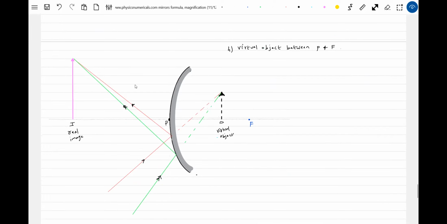Now, the virtual object is brought between P and F. Again, the position of the object, let it be 6 centimeter, height of the object 2 centimeter. Okay, let's see what conditions will arise here. So look at the diagram. There's a virtual object. These are the incident rays. So look at the incident rays.